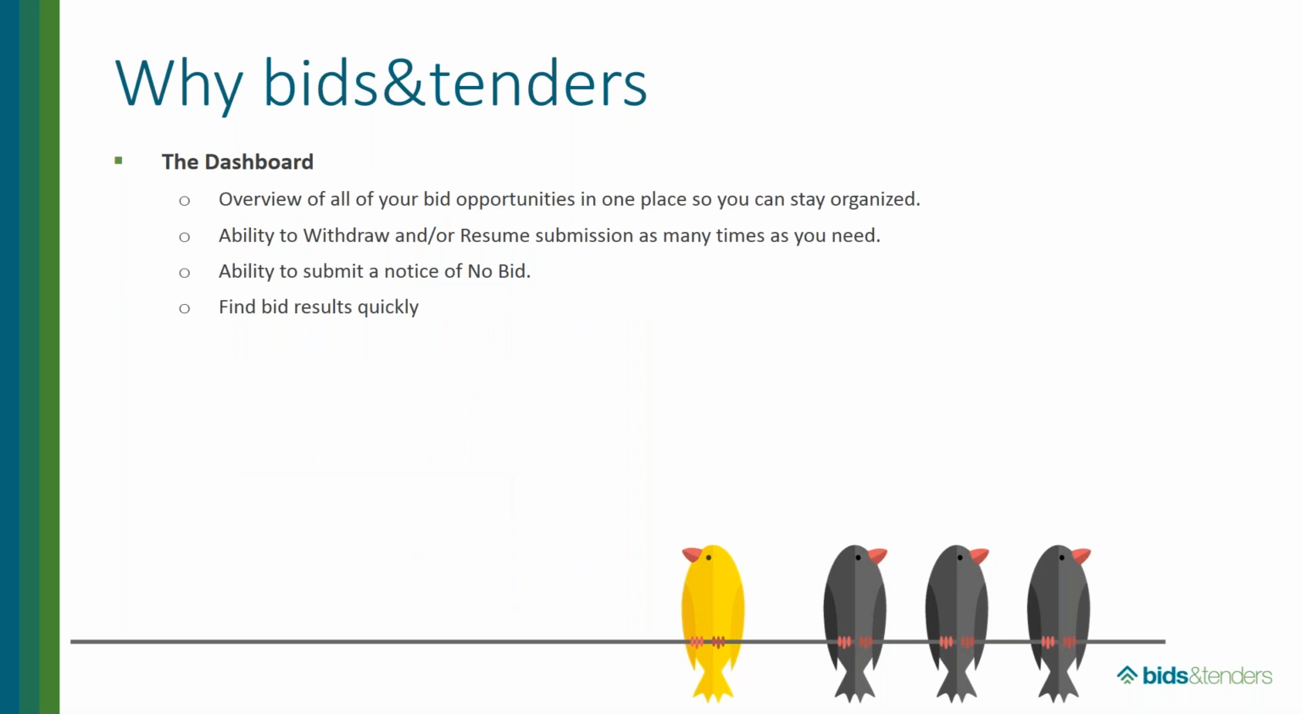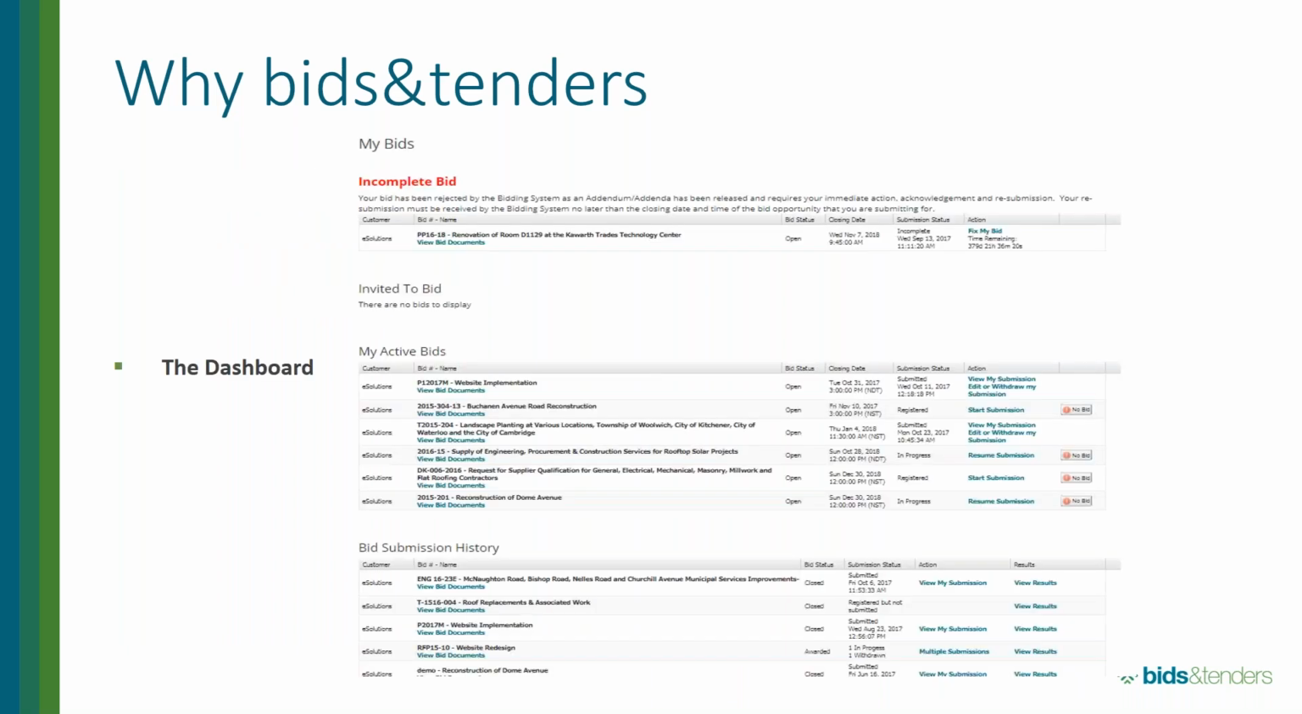With your Bids and Tenders account, you will have access to a personalized dashboard, which gives you an overview of all of your bid opportunities in one place. You do have the ability to withdraw and resume your submission as many times as you would like, and you have the ability to submit a notice of no bid. From your dashboard, you can also find bid results quickly. This is a quick snapshot of the dashboard, which I will be showing you later on in the demonstration.